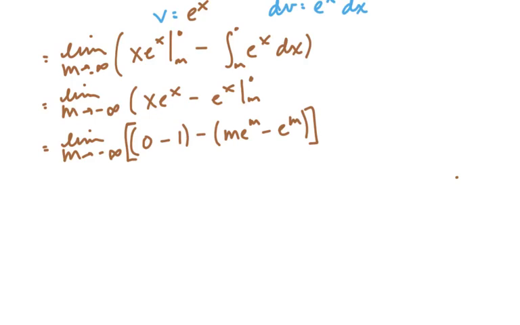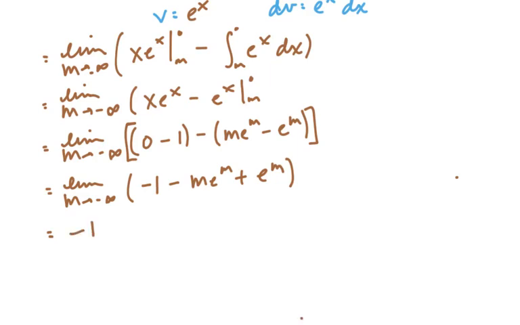Now this gets a little tricky here because you have to remember L'Hopital's rule. Hold that thought for a second. So we have negative infinity. So here I have negative 1. And then we have minus m e to the m plus e to the m. I don't know that it's any easier to factor. So let's look at it term by term. The limit as m approaches negative infinity of negative 1 is negative 1.